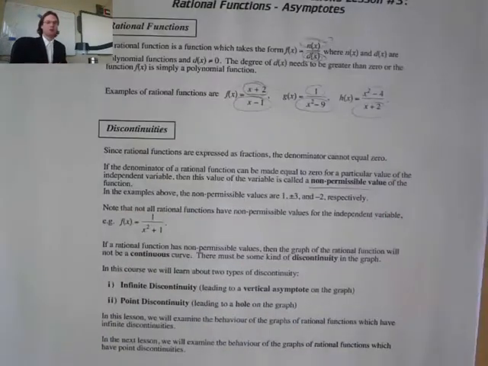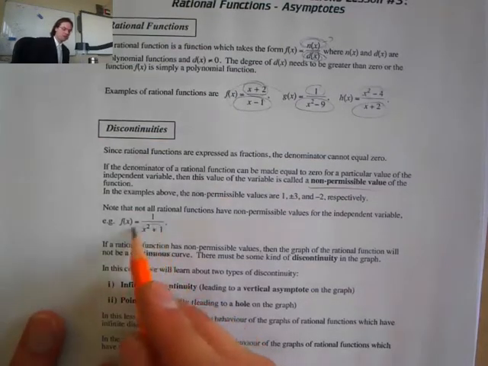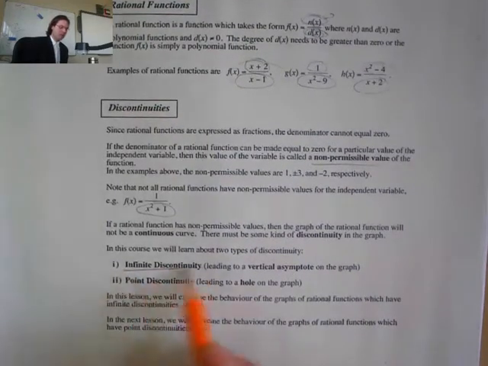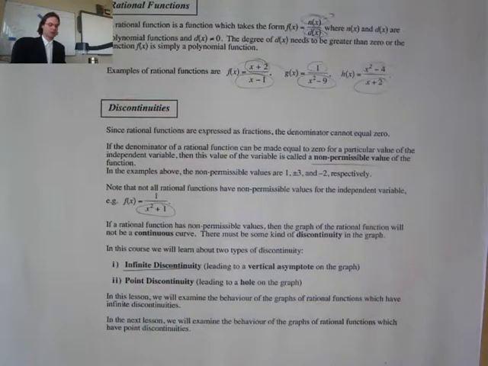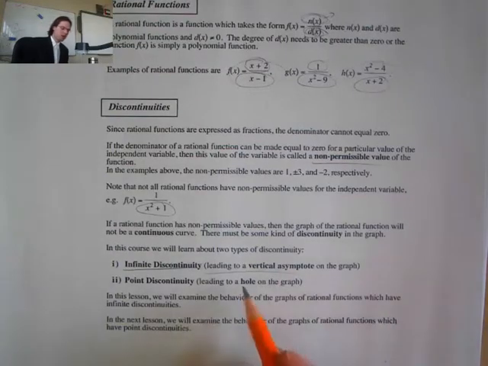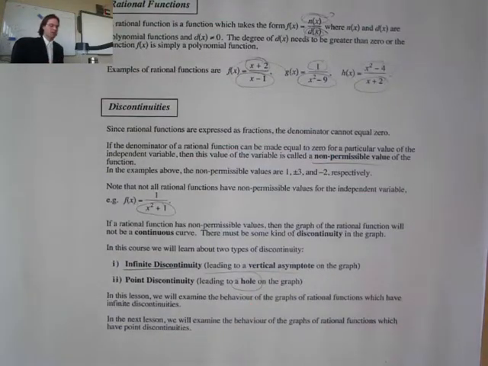All right? Asymptotes, or our points of discontinuity. The non-permissible value is when our denominator is equal to 0. Why? Because we can never divide anything by 0. Now, one type of discontinuity is called an infinite discontinuity. This is most times leading to a vertical asymptote. Another point of discontinuity would be a hole. And we're going to look at that a bit later.